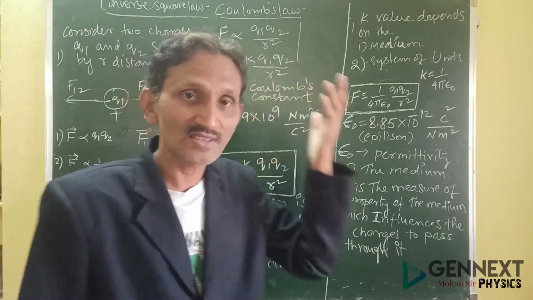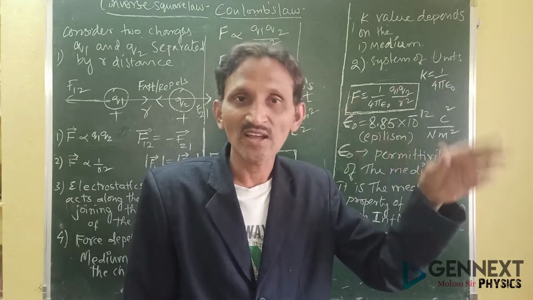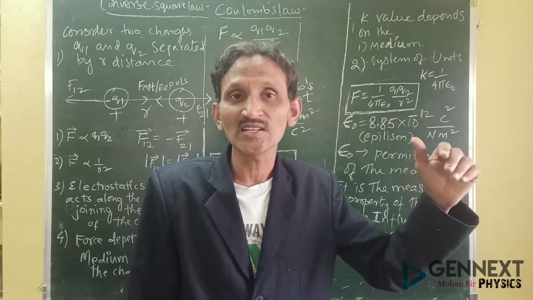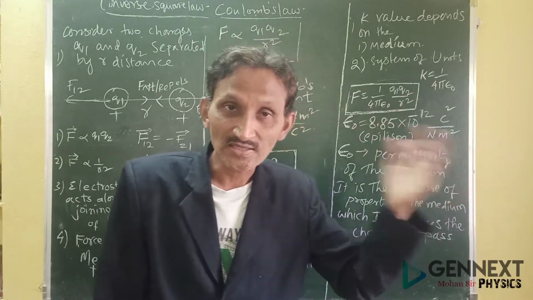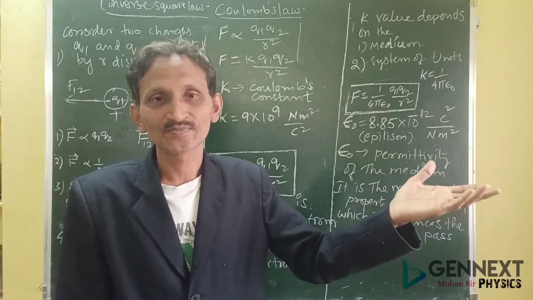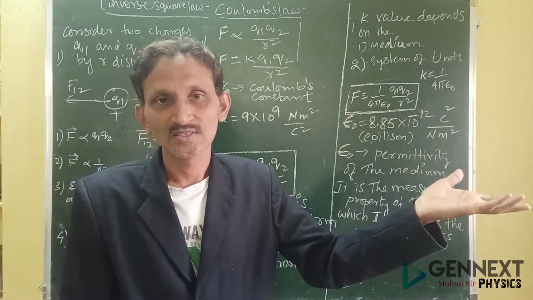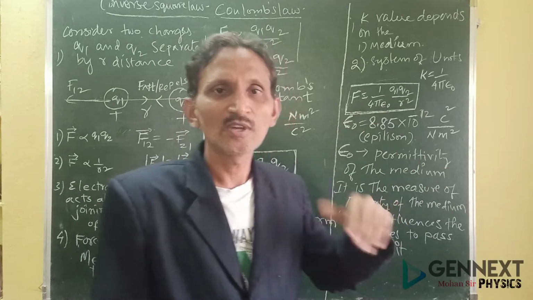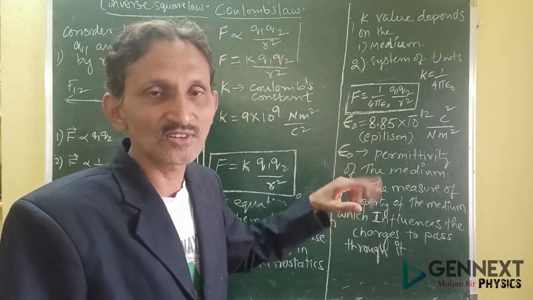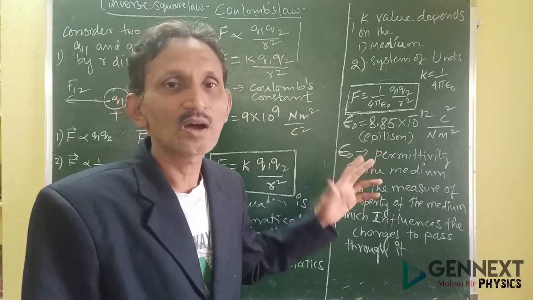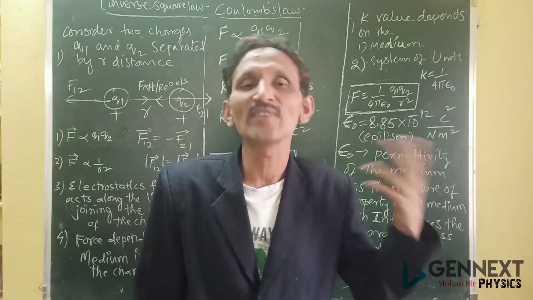As in the case of the gravitation chapter, the G value will get affected when you change the system of units adopted for those masses. Understand? And the distance. So here, the charges and the distance, when you are taking them in a particular system, automatically the K value will be affected.